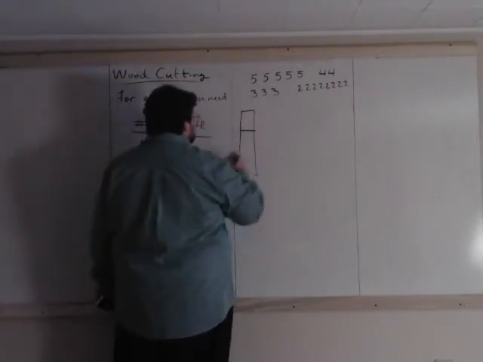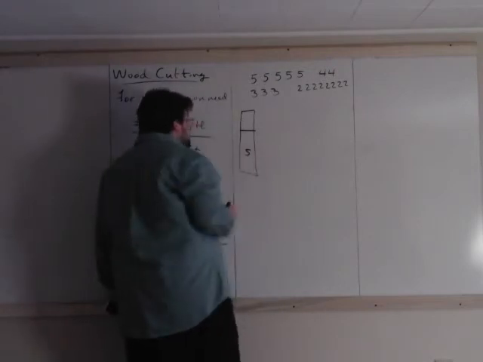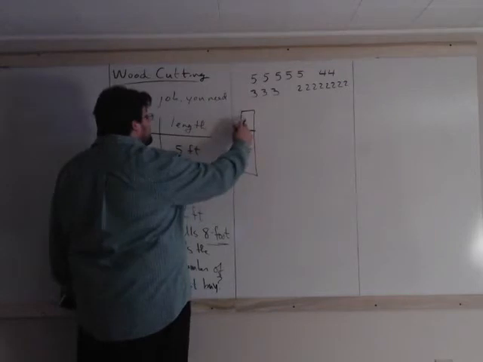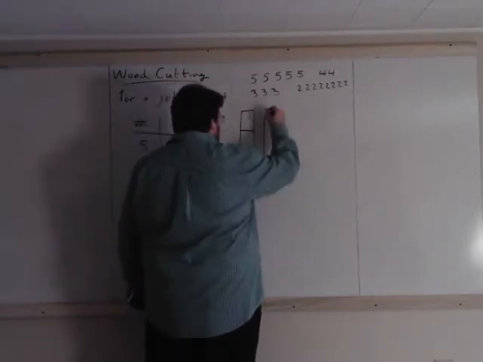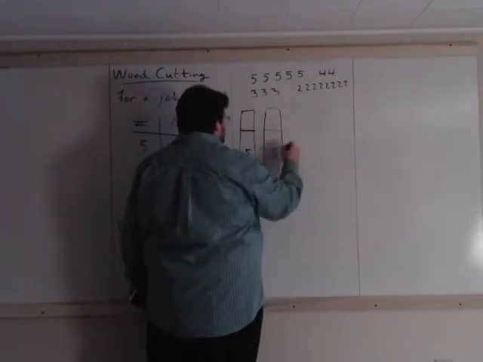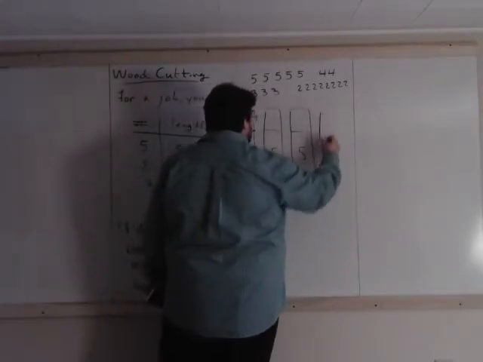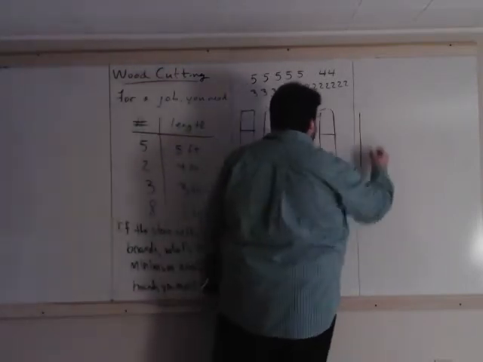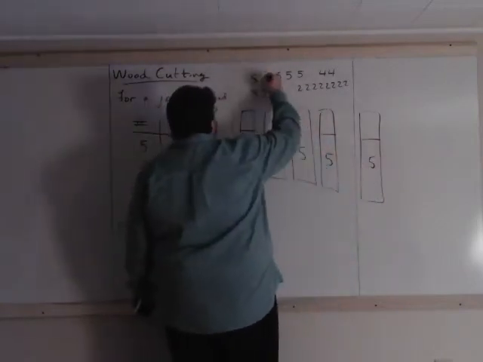So first, we have 5 5-foot pieces. So here's one 5-foot piece. Now this is an 8-foot board, so you can't put another 5-foot piece up here. So for all of these 5-foot pieces, we're going to need boards like this. So for the 5-foot pieces, we need, so far, this many boards.